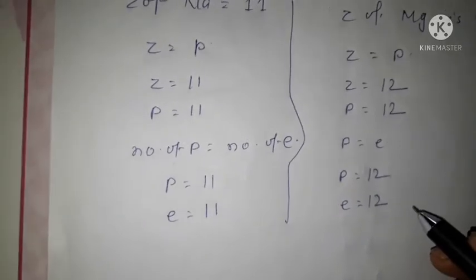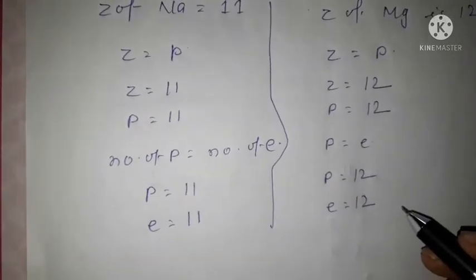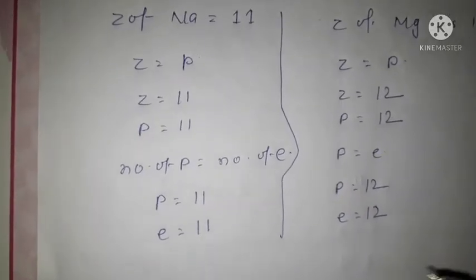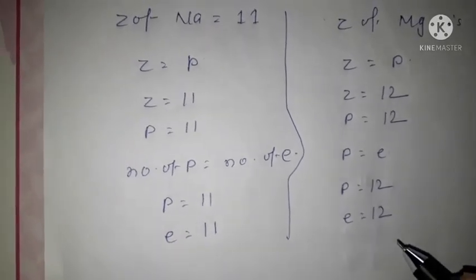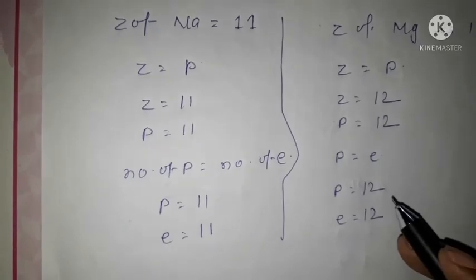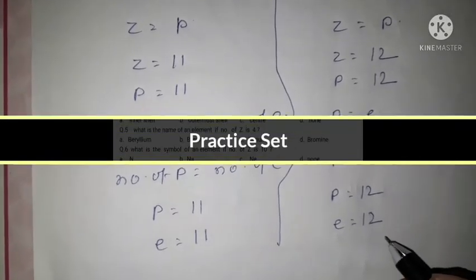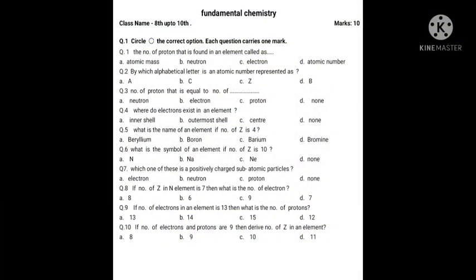So if we have observed this formula, we can find Z, E and P of any element very easily. A practice set has been provided so that children can evaluate themselves.